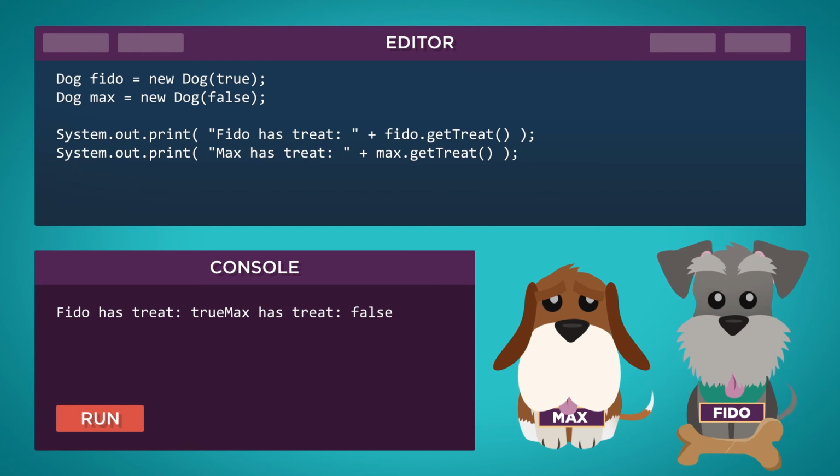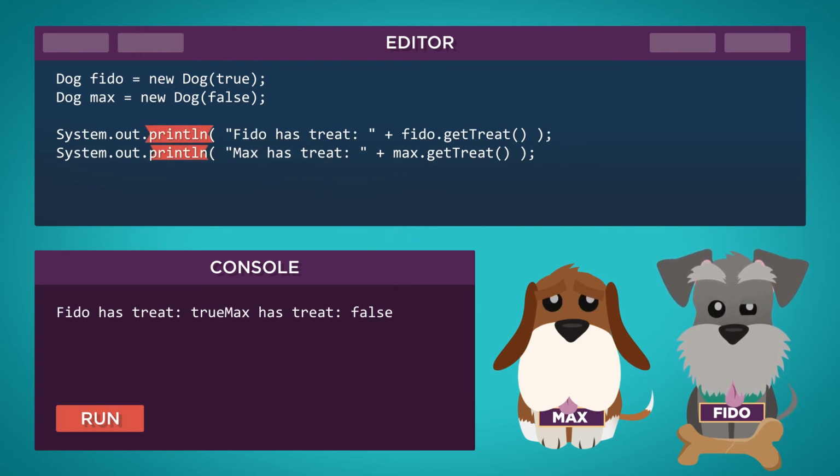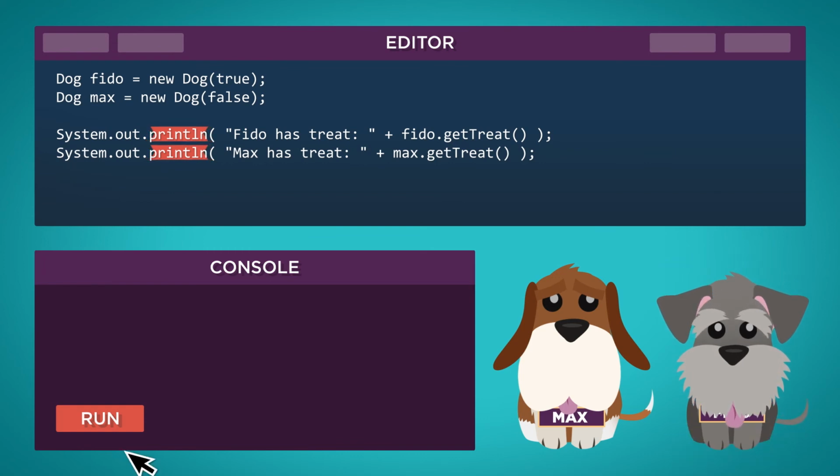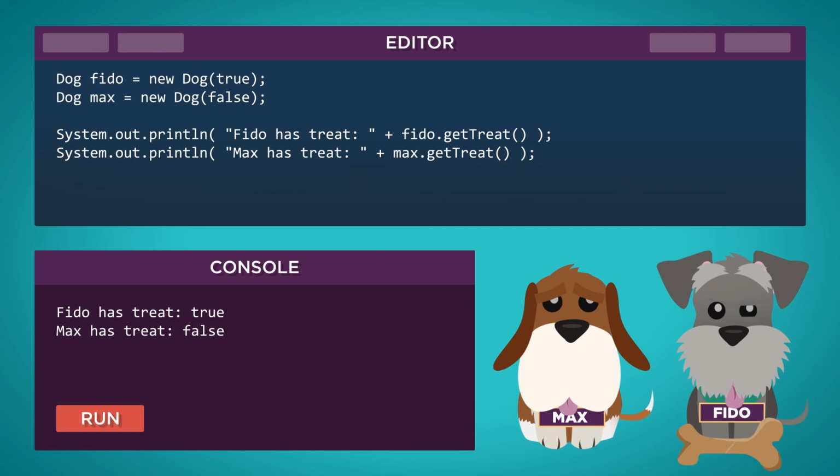We can use the system.out.println to print a line of text and then move the cursor to the next line. Now, we see the information for each dog object printed on separate lines.